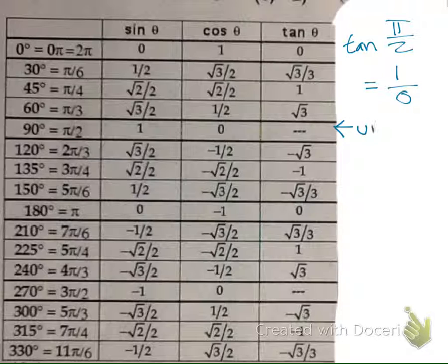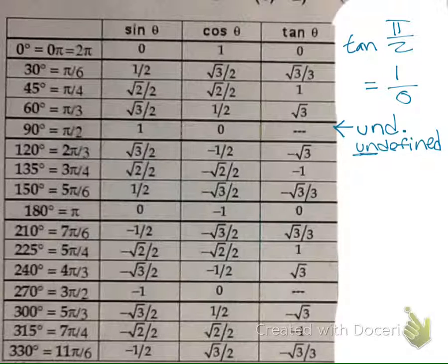So this means undefined. You can write out just UND, or you can write the word undefined in those boxes. Okay, undefined, so it's not defined. We don't have a value there. And you'll see what that looks like on the graph.